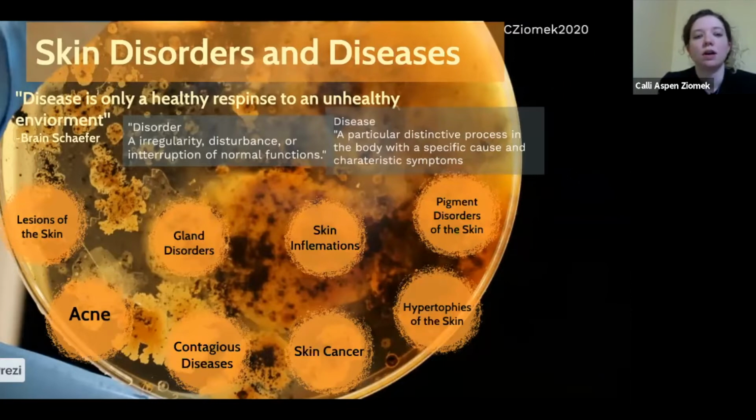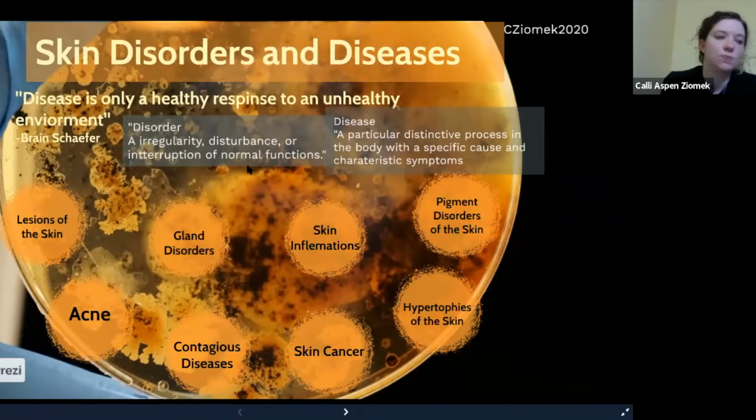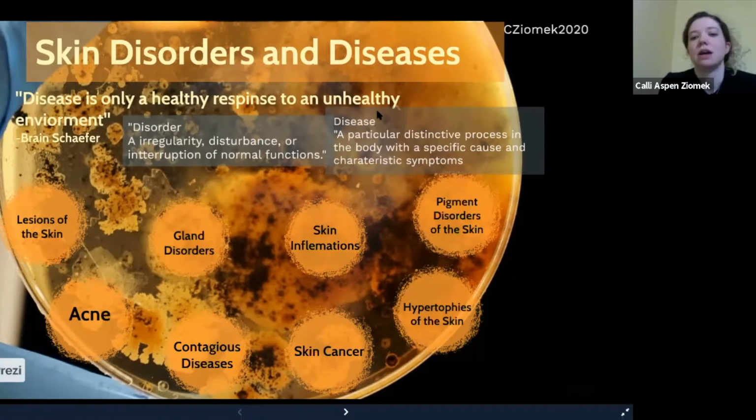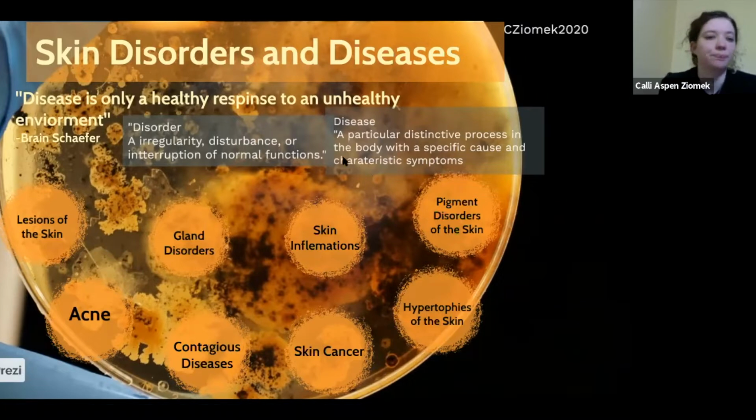So a disorder would be something that constantly happens on a regular basis that's out of the norm, whereas a disease comes out of nowhere and is very, very distinctive in what it does. A disorder just doesn't work exactly how it should, whereas a disease is very specific on what it is doing that it's not supposed to be doing.